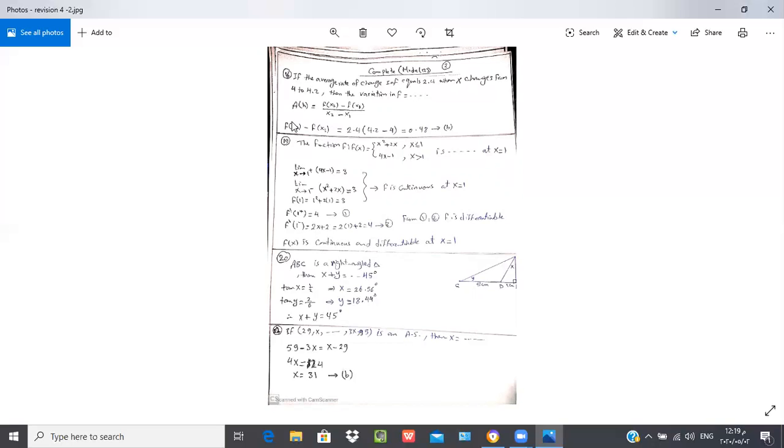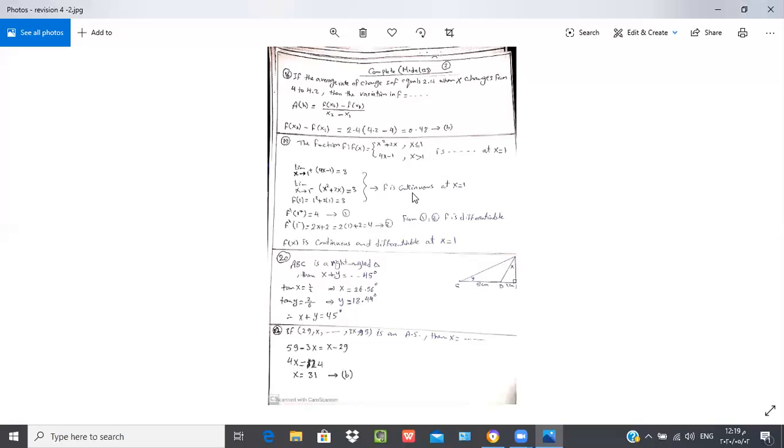Okay? Here, we will go to another exercise. He said the function f of x equals x squared plus 2x for x smaller than or equal 1, and 4x minus 1 for x bigger than 1, at x equal 1. He asks you if it is continuous, differentiable, continuous and differentiable, and so on. I will check both of them. I will check continuity and then check differentiability.